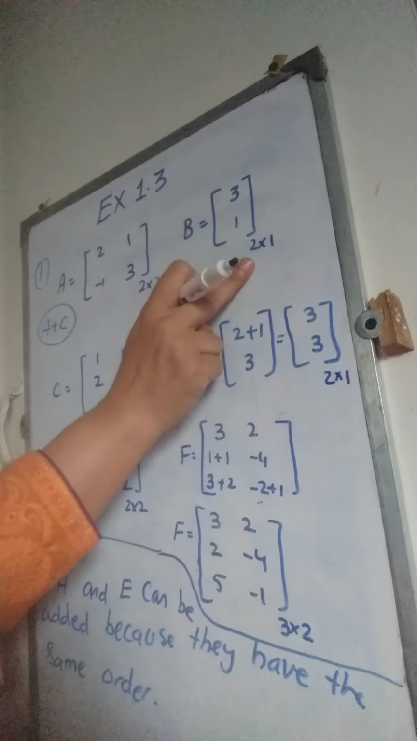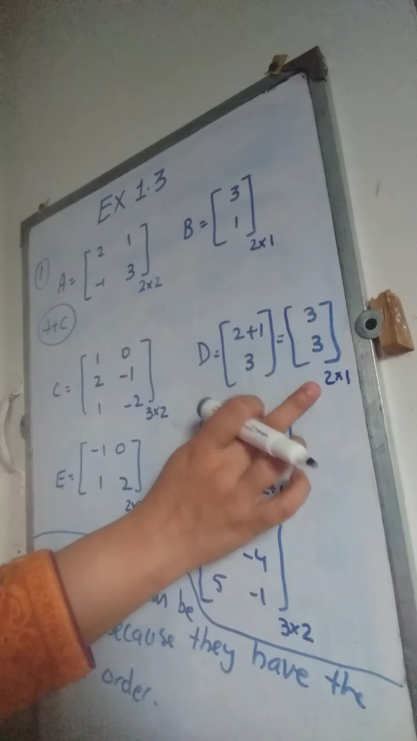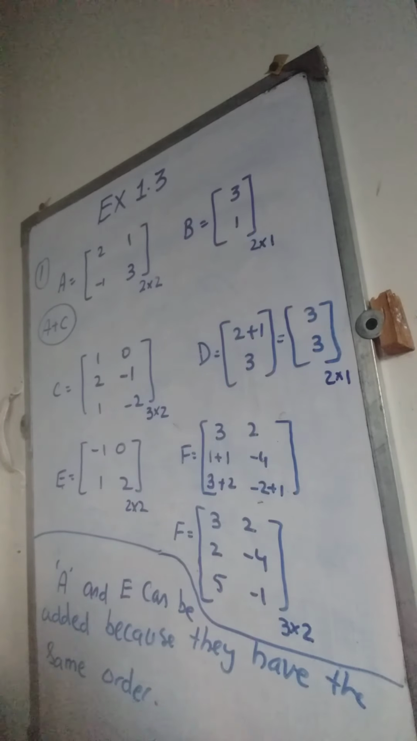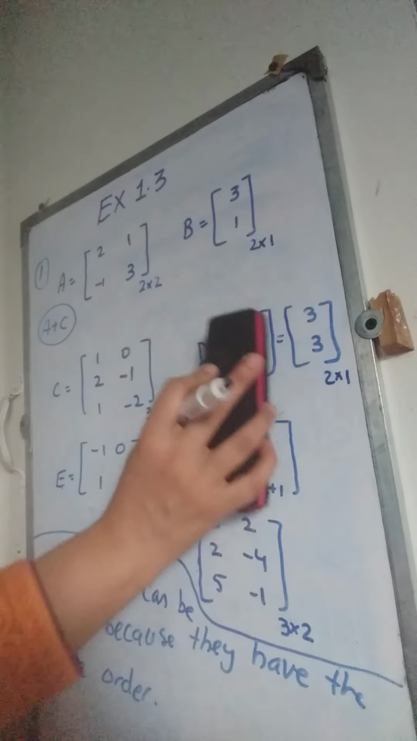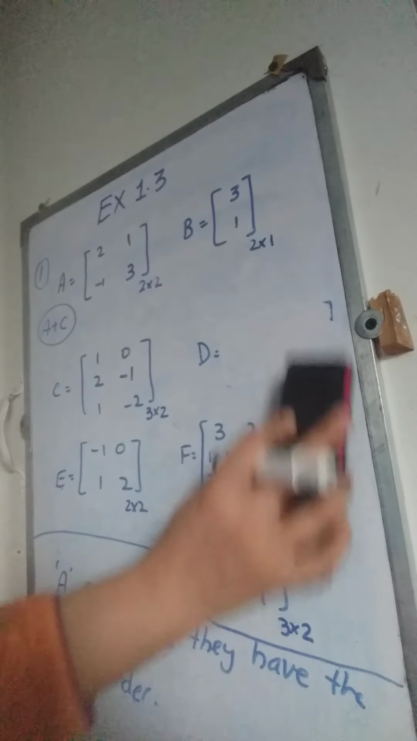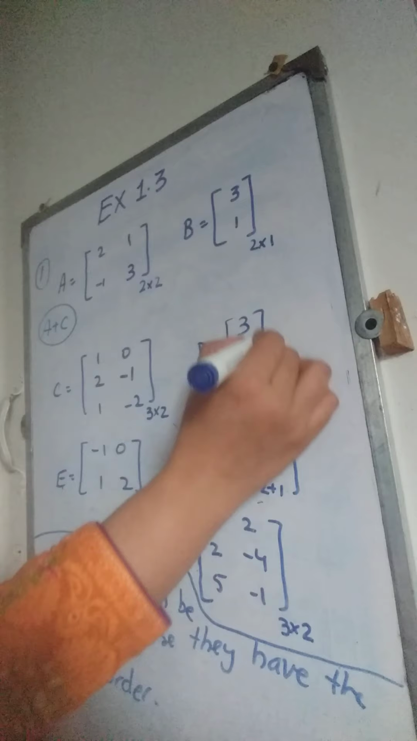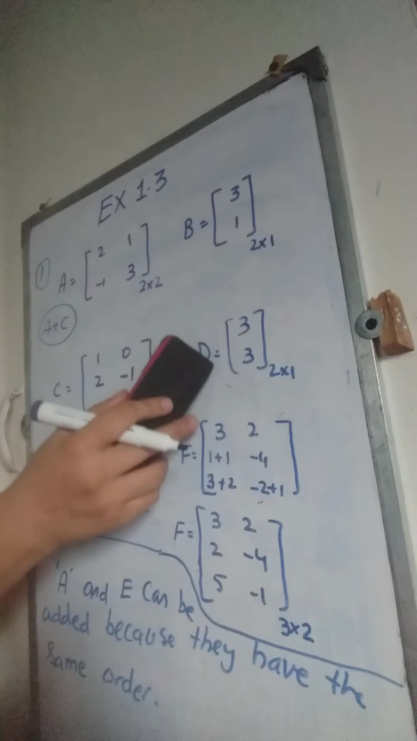Now order of B is 2 by 1. Another matrix whose order is 2 by 1 is D. So B can be added to D. We can add B to D. D was 3, 3, a 2 by 1 matrix. Okay. So B can be added to D.